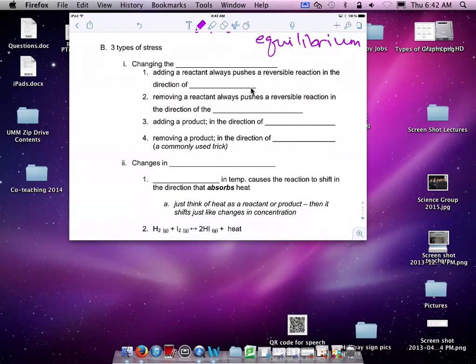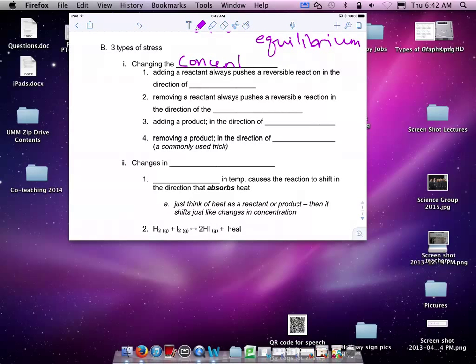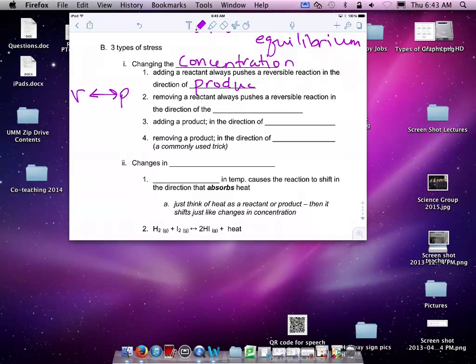There are three different kinds of stress that a chemical system can go through. The first one we're going to talk about is: what if we just change the concentration of the chemicals? If we have more or less of the chemicals we started with, that makes it hard for that reversible reaction to stay balanced. Again, we're talking about the back and forth reaction between reactants and products. So if we add a reactant, that's going to push this reaction towards the direction of the products. Let me show you what I mean by that.